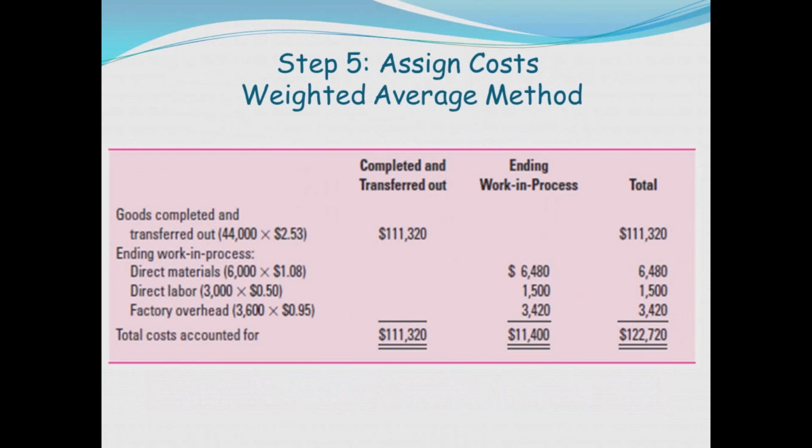Step 5. Now you assign the costs. Remember that we had, well, first we have the units that were completed and transferred out, the 44,000 units at $2.53 a unit. That adds up to 111,320. And then you have the units that are in ending work in process. You know your number of equivalent units in ending work in process times the cost per unit that you calculated. So you put on a value for ending work in process. Just extend out those numbers, and as you would hope, it adds up to your 122,720.